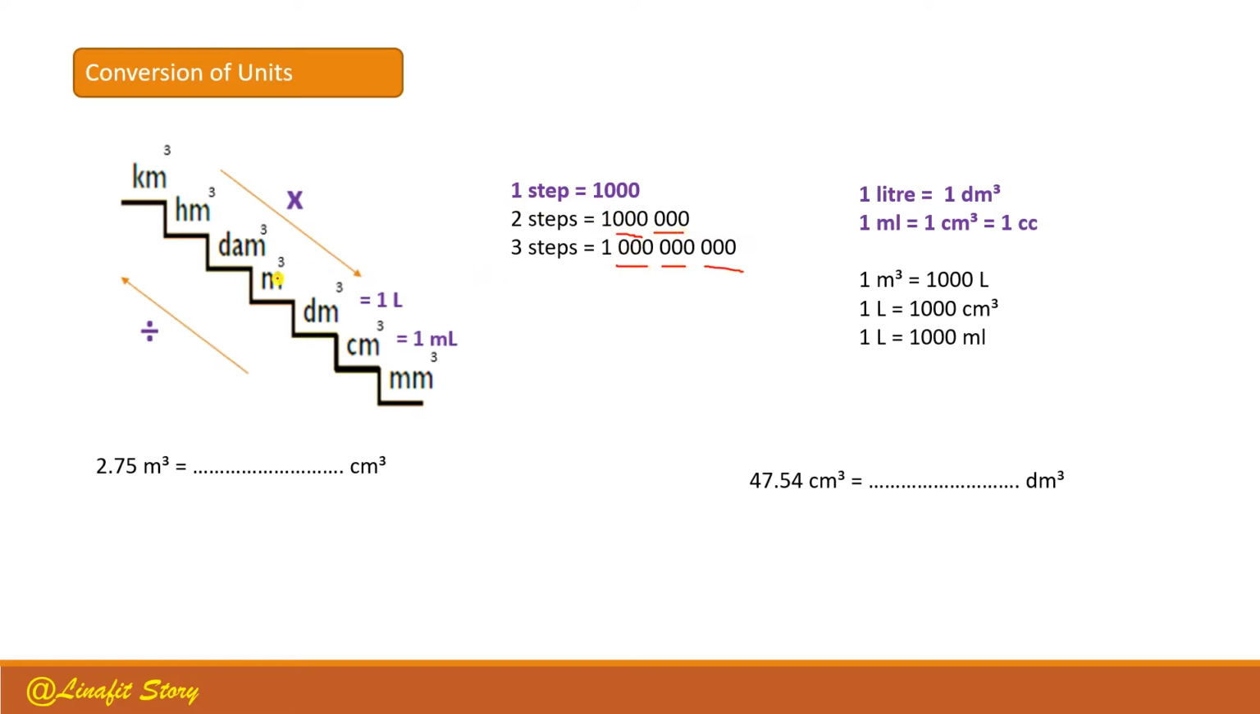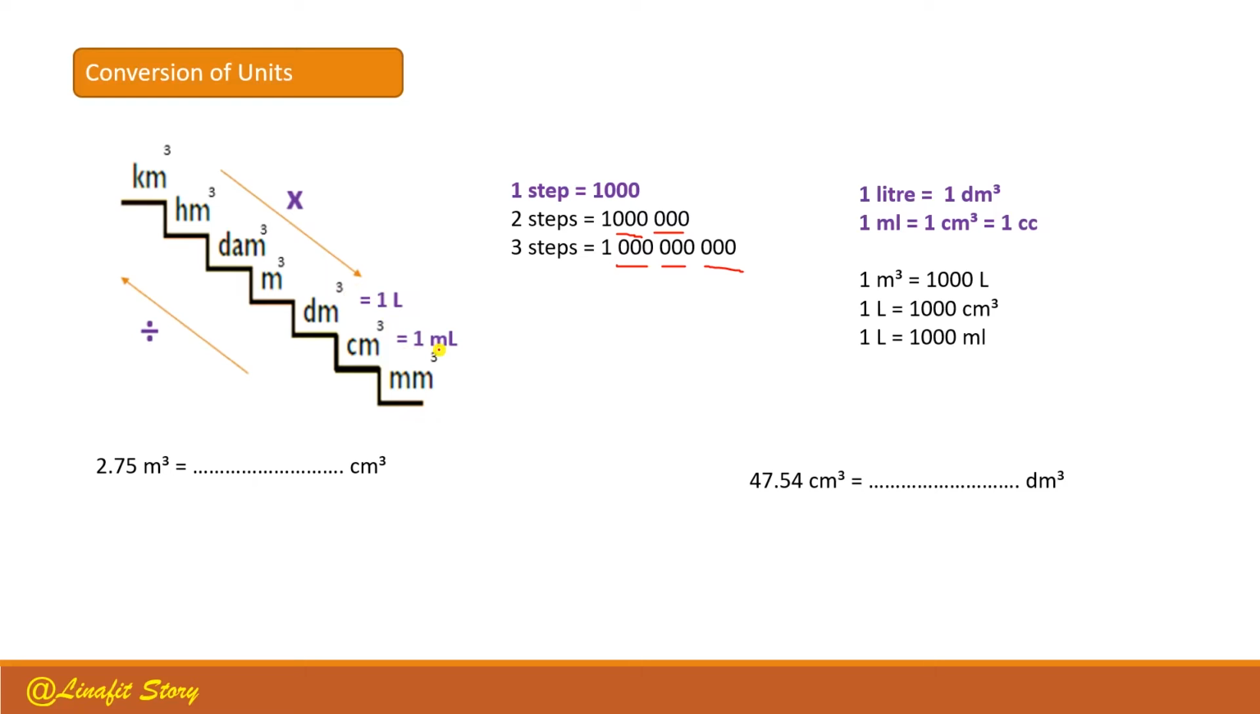1 liter is equal to 1 cubic decimeter. 1 milliliter is equal to 1 cubic centimeter is equal to 1 cc. 1 cubic meter is equal to 1,000 liter. 1 liter is equal to 1,000 cubic cm. 1 liter is equal to 1,000 milliliter.